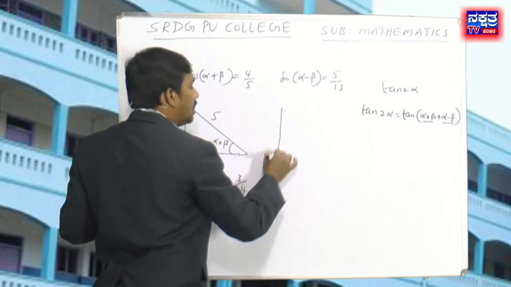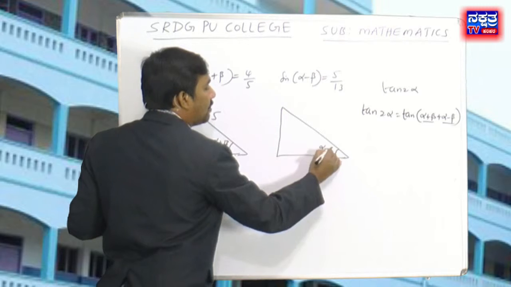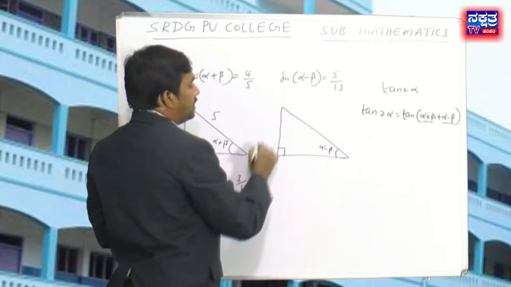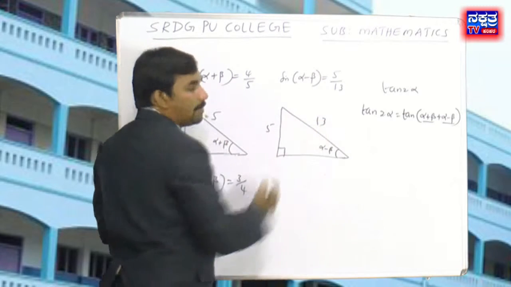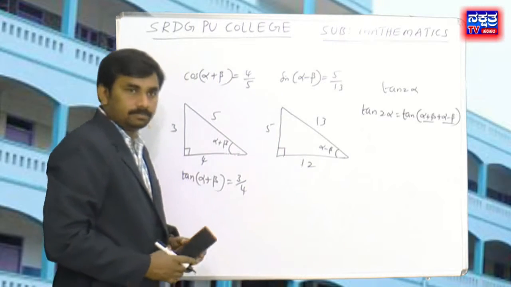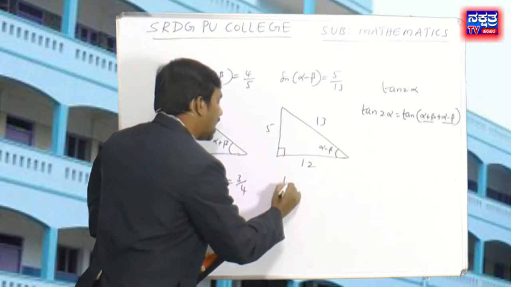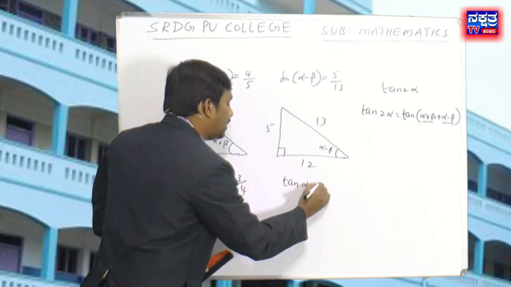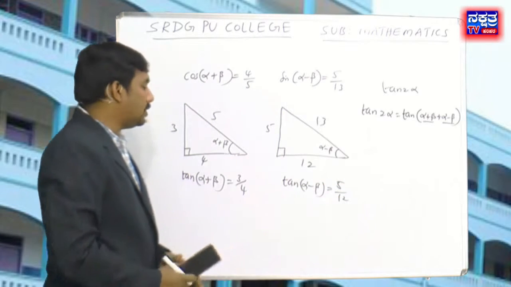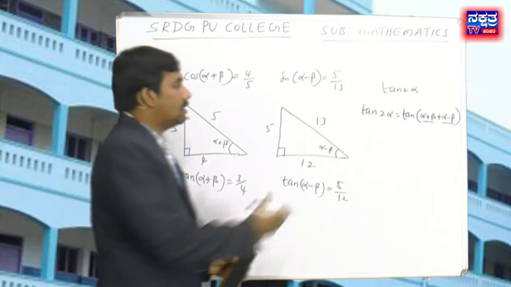From this you have to take one more right angle triangle with the angle alpha minus beta, here 90 degrees, and sine of alpha minus beta means opposite side by hypotenuse, then automatically the adjacent side will become 12. 12 square plus 5 square is 13 square. Then tan of alpha minus beta equals 5 by 12. Now clearly you got the values of tan of alpha plus beta and tan of alpha minus beta.